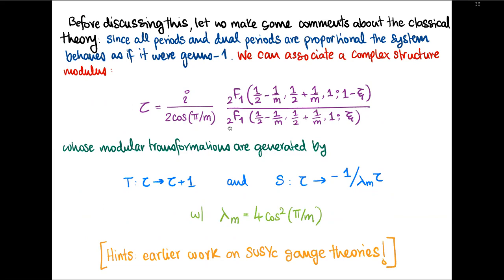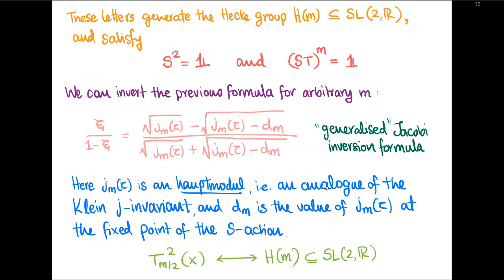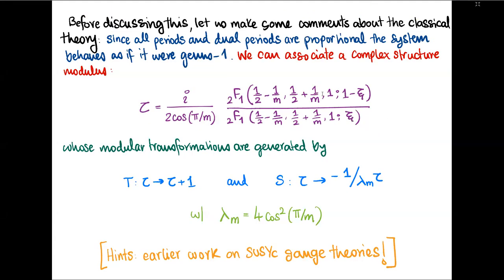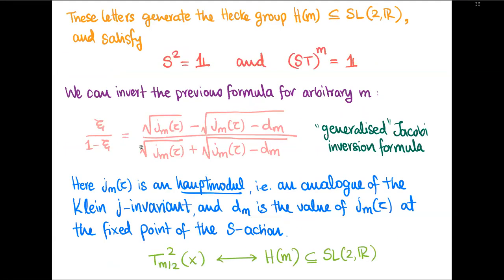So what we did was we studied this problem. We were able to write down for arbitrary m a sort of generalized Jacobi inversion formula, right? So this expression over here, I'll tell you what the ingredients are, but this expression over here is giving xi as a function of tau, where over here we had tau as a function of xi, okay? Now, what are the ingredients that go into this?